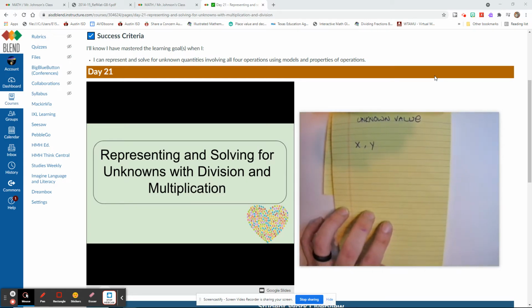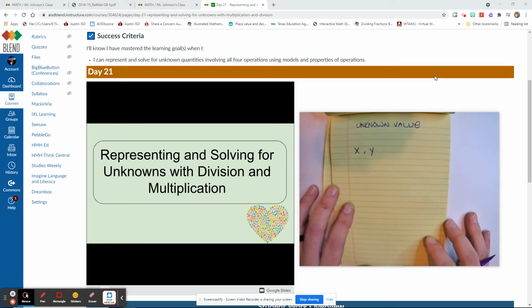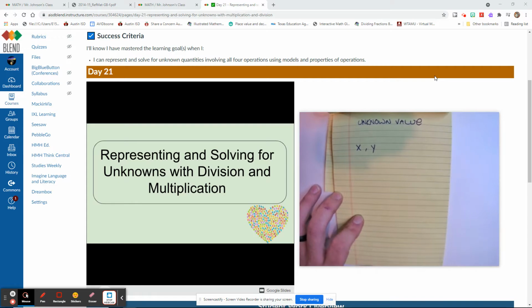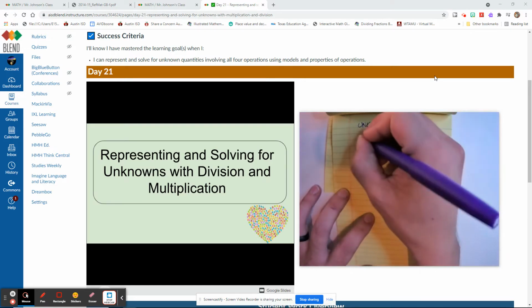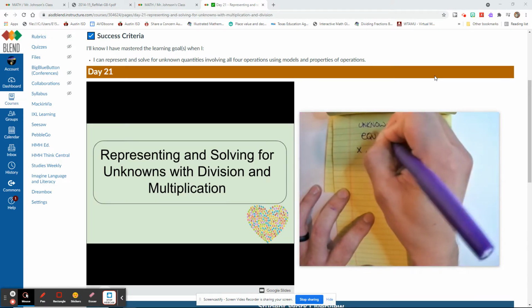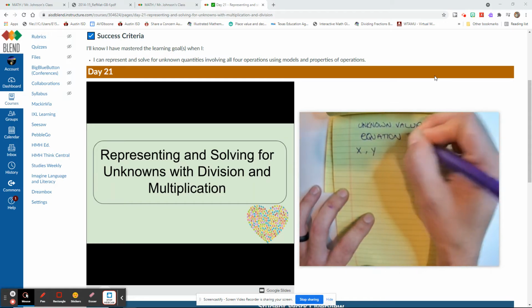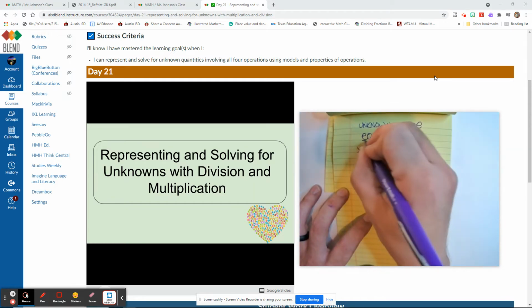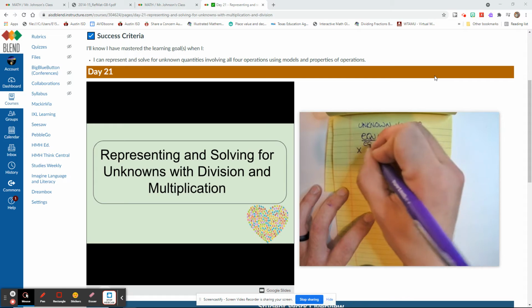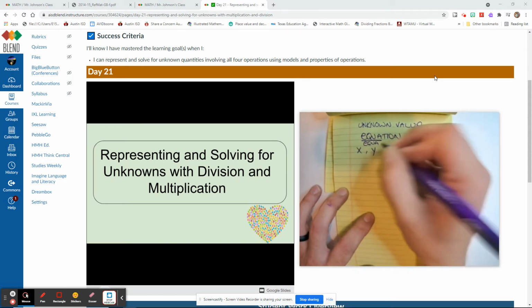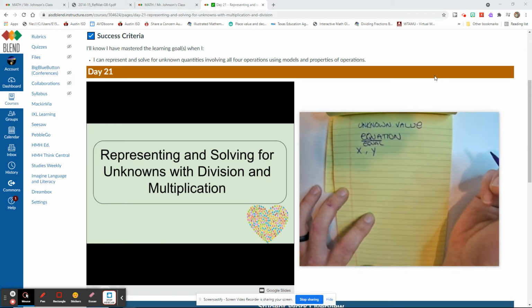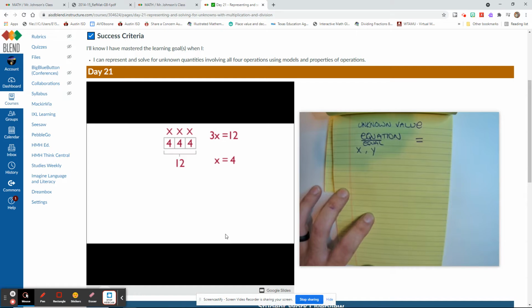X and Y are most commonly used because we will learn later this year that we will graph a lot of our equations. So another word to cover is equation. Remember, equations are like number sentences with an equal sign. Equation starts with EQUA. Equal starts with EQUA. So remember, an equation has an equal sign. All right. So let's go ahead and get into it.